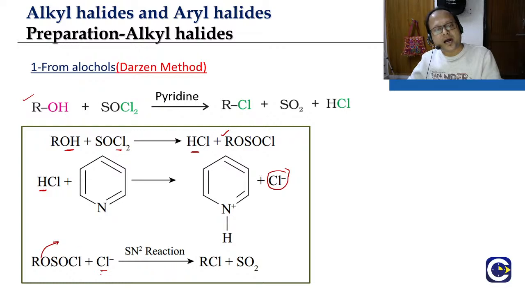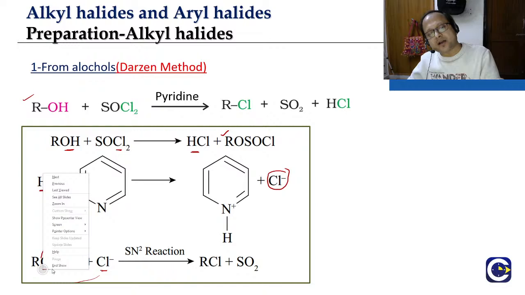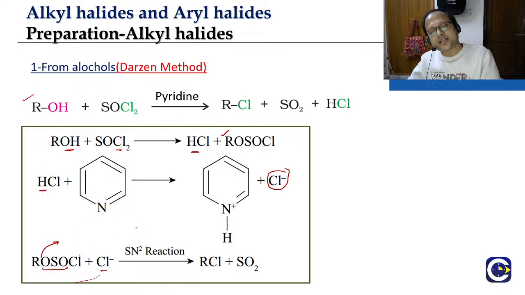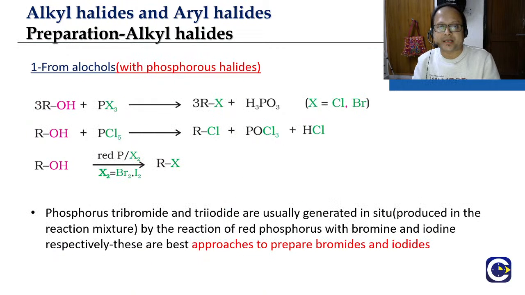It is going to attack R via SN2 mechanism, which we'll learn later, and this will leave out, this will form sulfur dioxide, right? This will form sulfur dioxide. This Cl will extract hydrogen from here and form HCl and go away, and all you will be left with are RCl. So this is a very good method of preparation of your RCl, right?